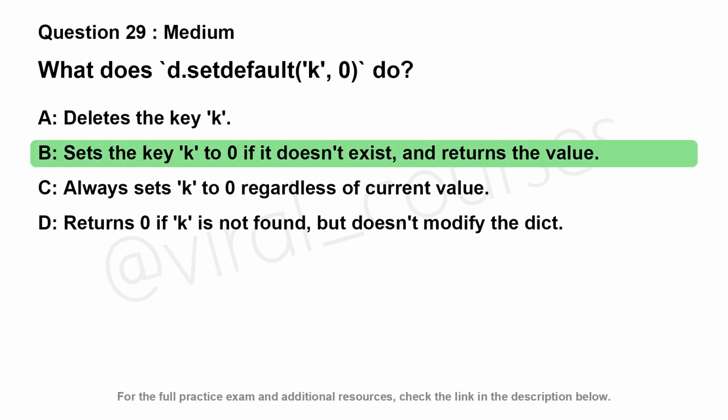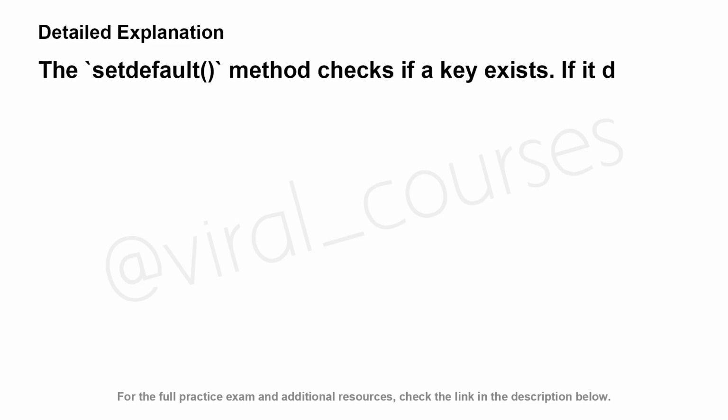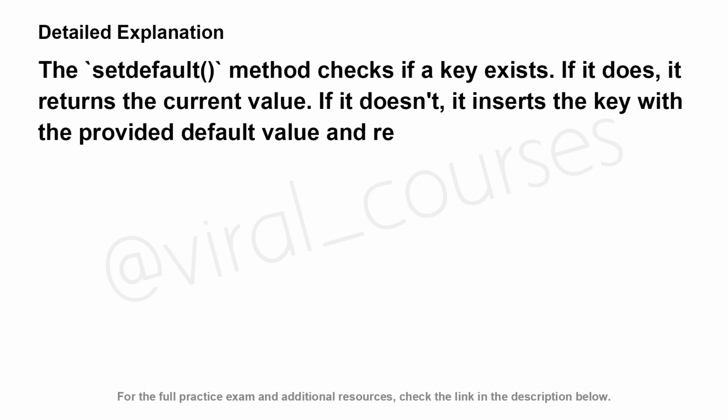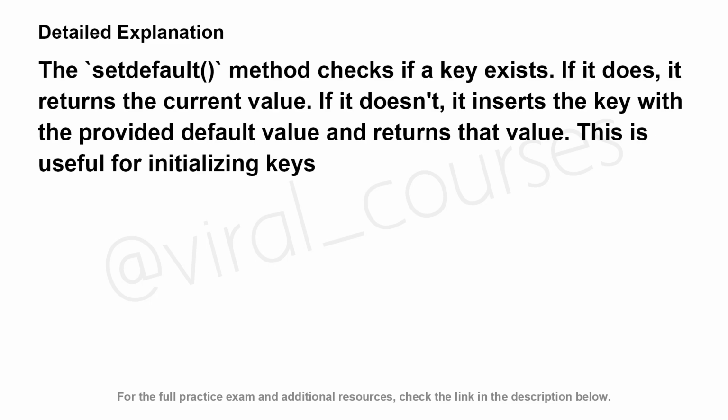The correct answer is B. The setdefault method checks if a key exists. If it does, it returns the current value. If it doesn't, it inserts the key with the provided default value and returns that value. This is useful for initializing keys.